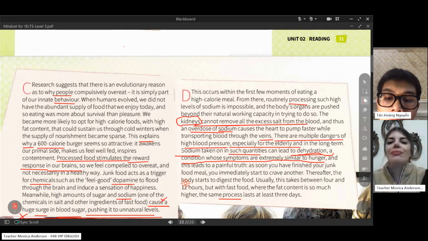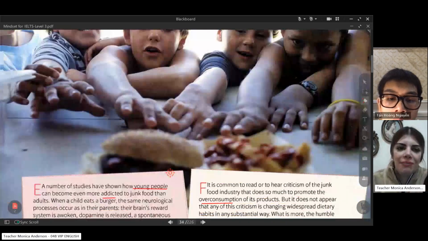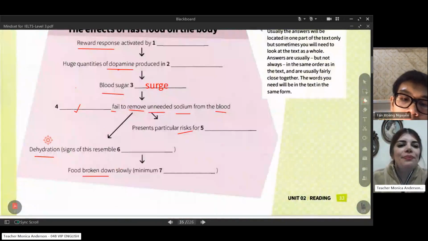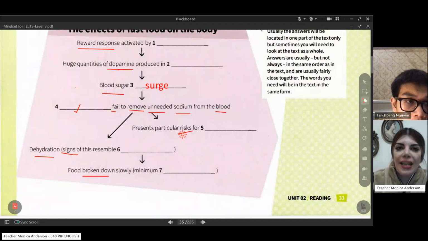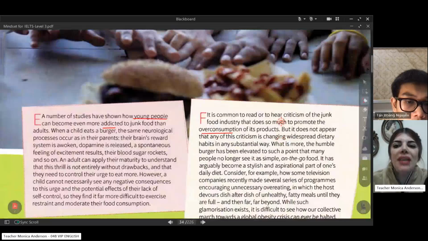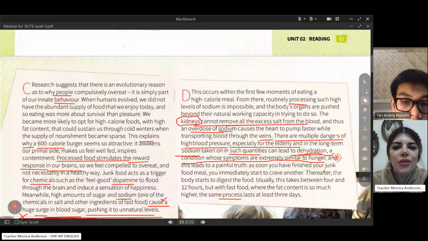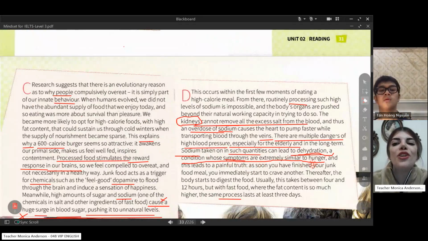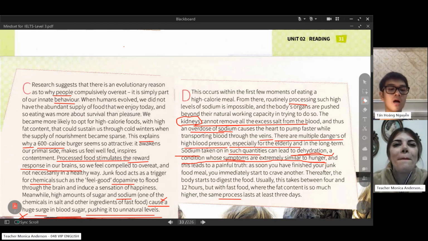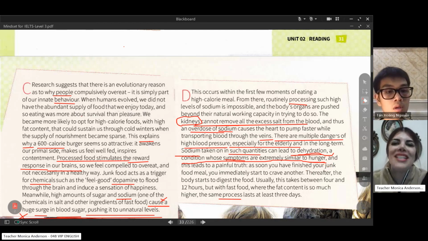So let me help you. Look here, dehydration signs. Sign means symptom. Okay, here: dehydration, a condition whose symptoms, signs are extremely similar to hunger. So hunger is the answer.